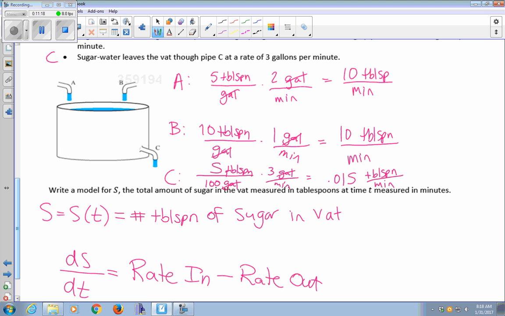Yes. 0.03. Yeah. Because of the 3, I forgot to multiply. So it's 3S over 100. I'll just write that. Tablespoons per minute.